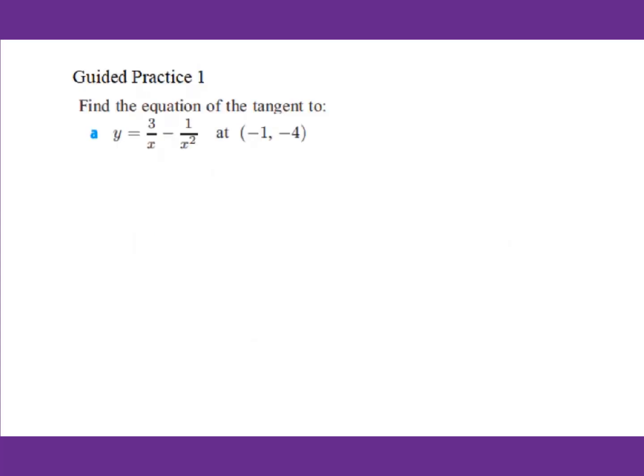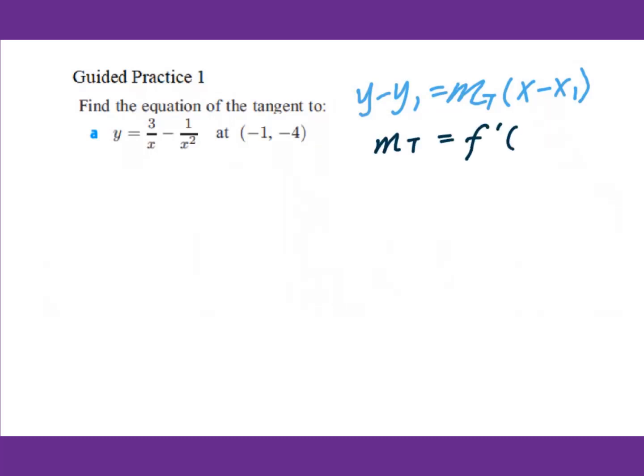Let's go to guided practice 1. Find the equation of the tangent to y equals 3 over x minus 1 over x squared at -1 and -4. Basically, we have to use this formula, y minus y1 equals the slope of the tangent line times x minus x1. As we know, the slope of the tangent line equals f prime of -1. This is x1, y1.